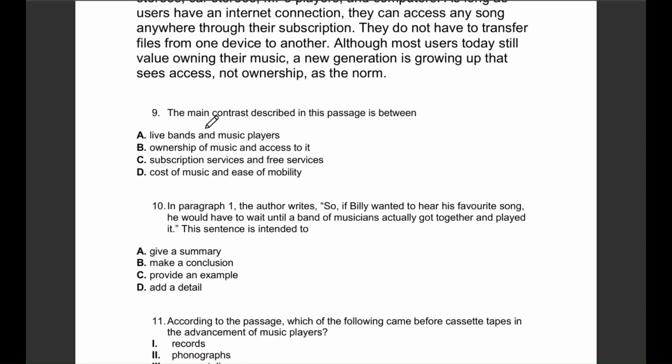Let's continue with question number 9. This question asks, the main contrast described in this passage is between, and gives us a few options. Option A, live bands and music players. Option B, ownership of music and access to it. Option C, subscription services and free services. Option D, cost of music and ease of mobility. The answer here is letter B, ownership of music and access to it.